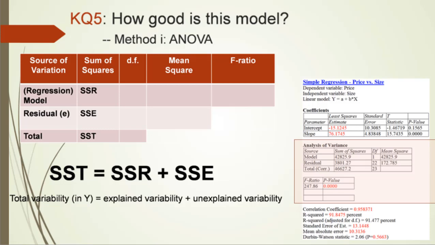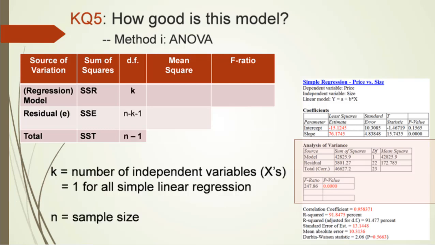It's important to know that if two of these three sums of squares are given, you should be able to calculate the remaining one using this equality relationship. The degrees of freedom for the model is k, which is the number of independent variables in the model. This number is always 1 for simple linear regression, because there's only one independent variable. The degrees of freedom for the total is the sample size minus 1. The degrees of freedom for the residual is the difference between the total degrees of freedom and the degrees of freedom for the model. You may also double-check this formula against the table on the right. I selected 24 houses.